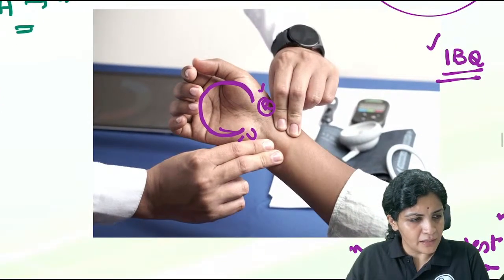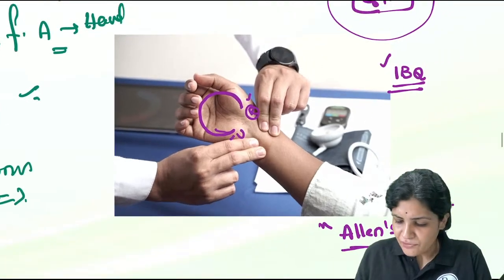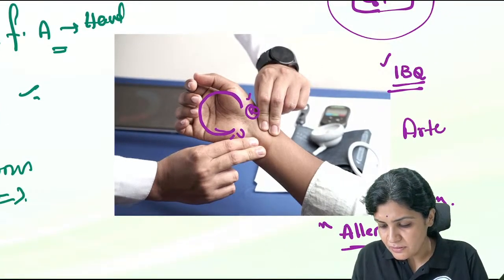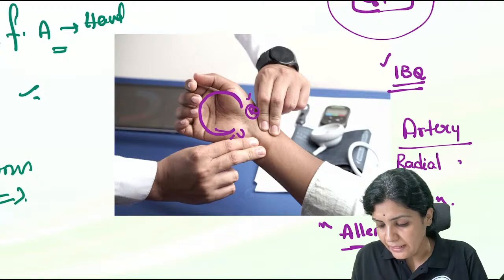What about ulnar and median? So this is for arteries, not for the nerves. For the radial and ulnar artery.